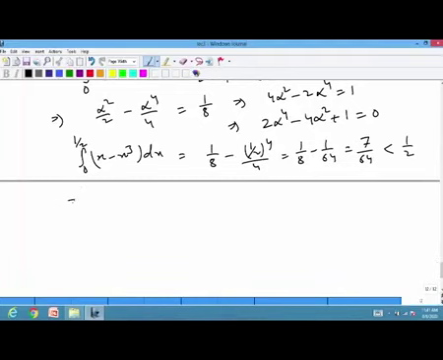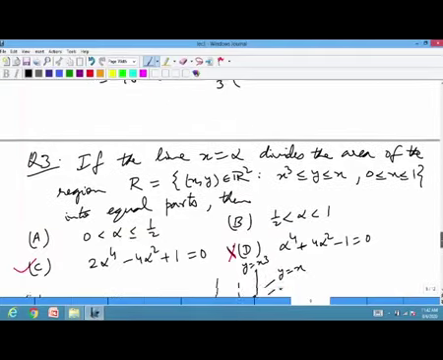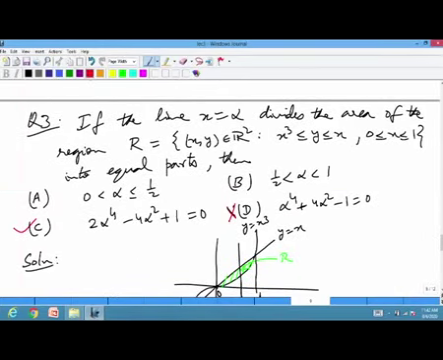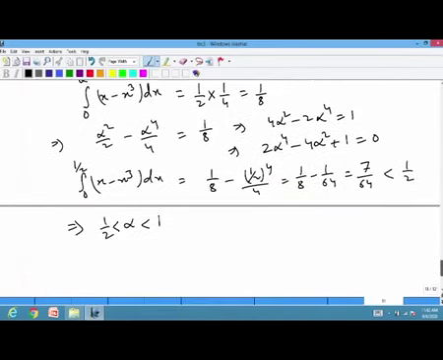This implies alpha has to be between half and 1. So, that means that option B is correct and A is wrong. Therefore, option B is correct.